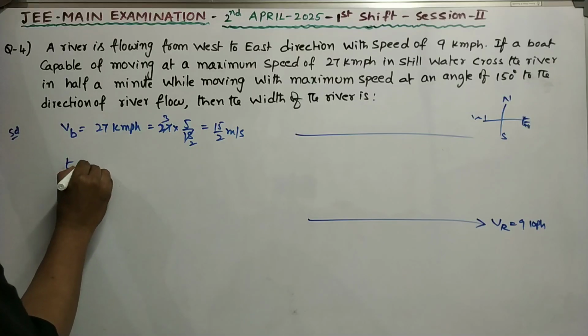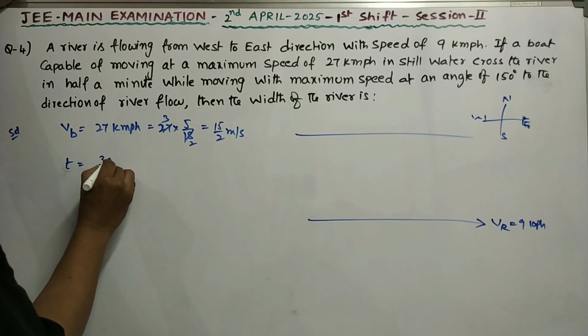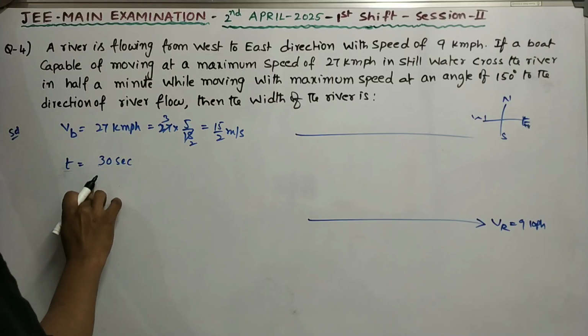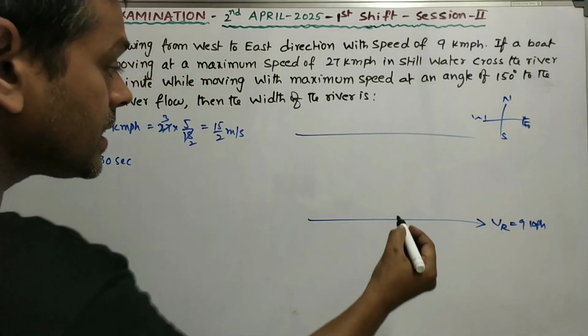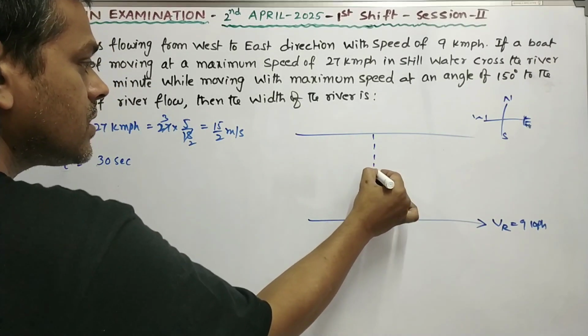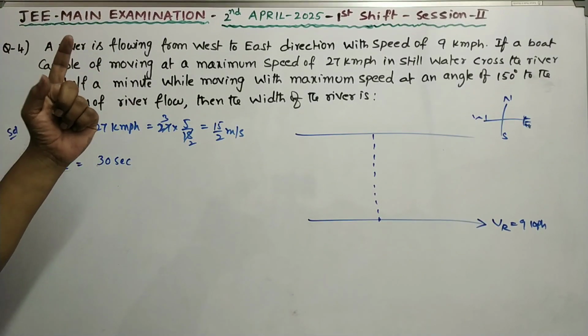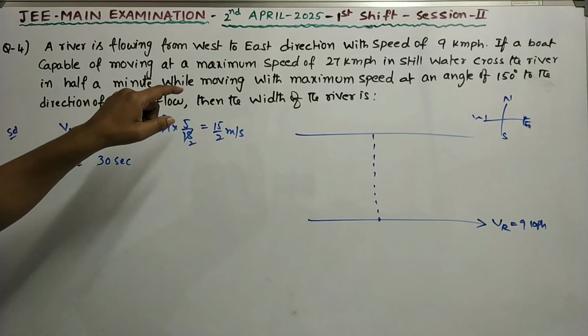So what is the time taken to cover this width of the river? 30 seconds. That means half minute is what? 30 seconds. Okay, that means what? Suppose it started here. The aim of the boat is what? To cross the river. In what time? Half a minute, that is 30 seconds. Okay, right.